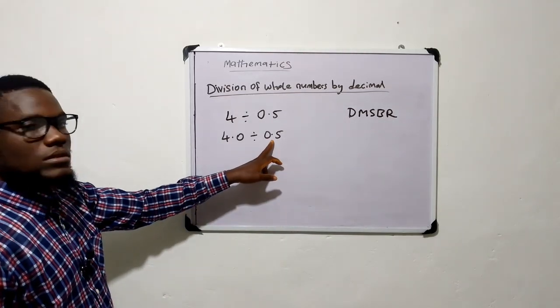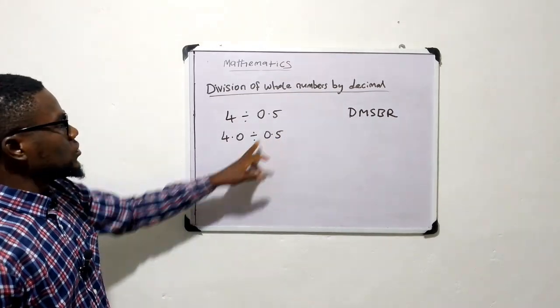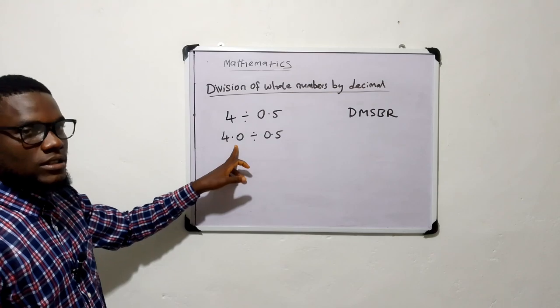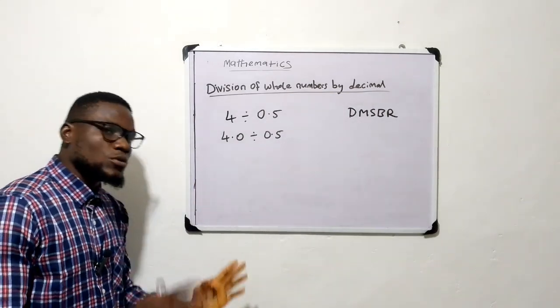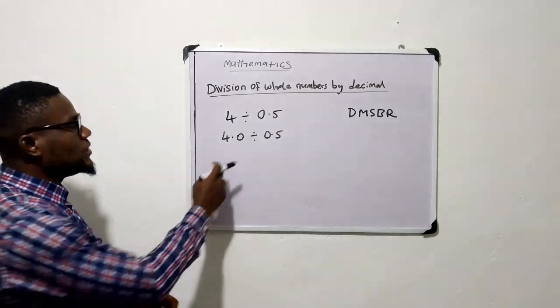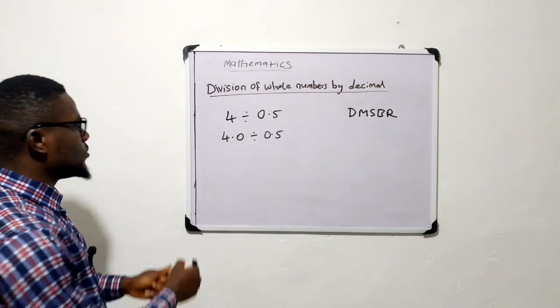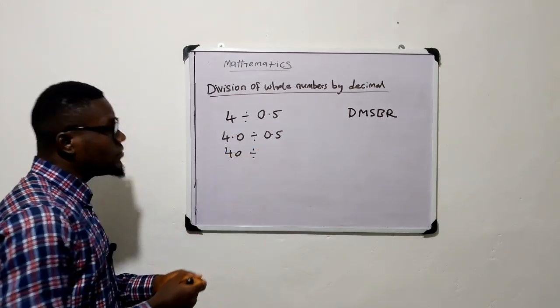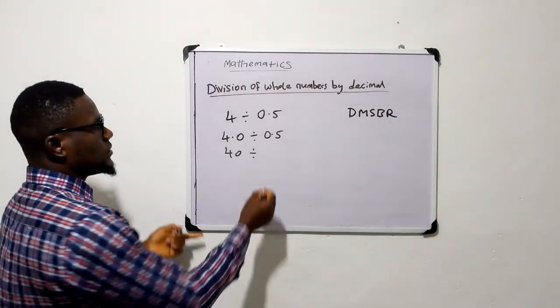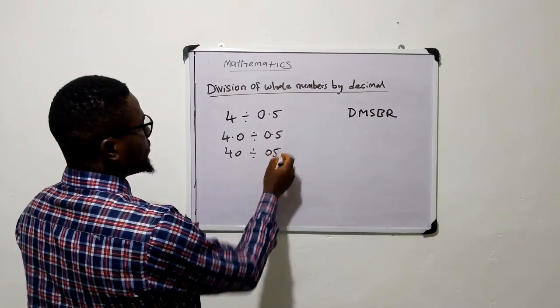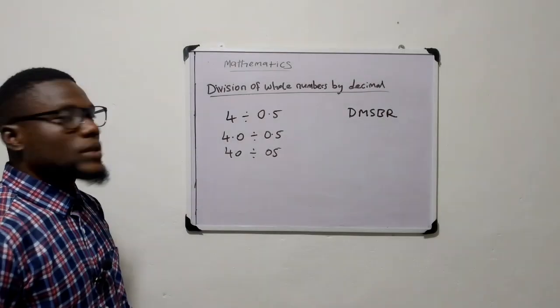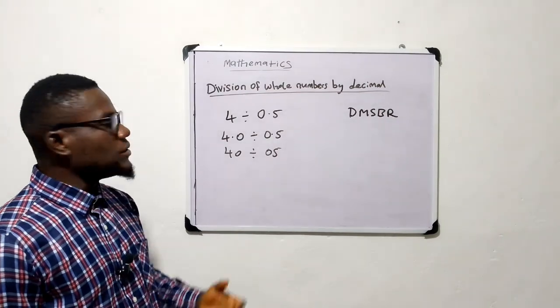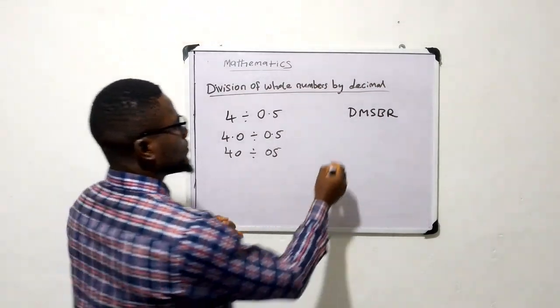We have one digit after the decimal point here, and also one digit on the side of the dividend. So to convert it, we just move the decimal point to the right. So we have 40 here as the dividend, and on this side we have 0.5 becoming 5.